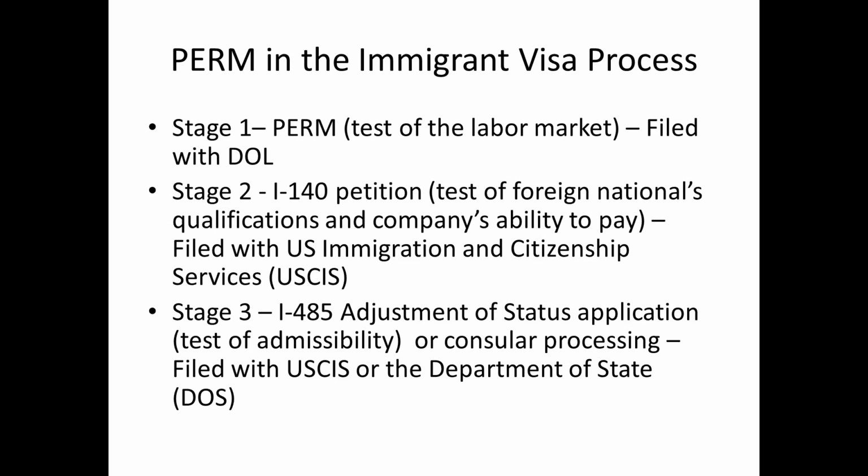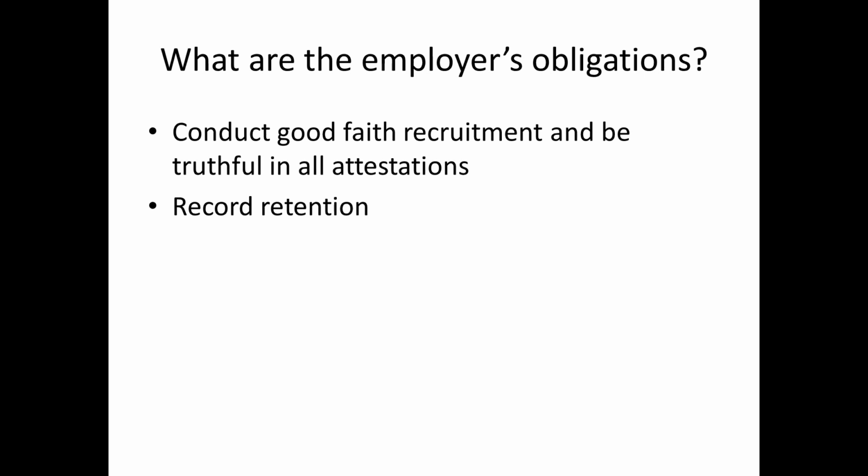And then Stage 3 is the final stage, which can be done in 2 ways, either by the I-485 adjustment of status application, which really tests whether the person is admissible to become a U.S. permanent resident, such as criminal record, immigration violations, medical, and a bunch of other tests. Or the same thing can be done, if the applicant is abroad, through consular processing. The I-485 adjustment is done with USCIS, and the consular processing is done with the Department of State abroad.